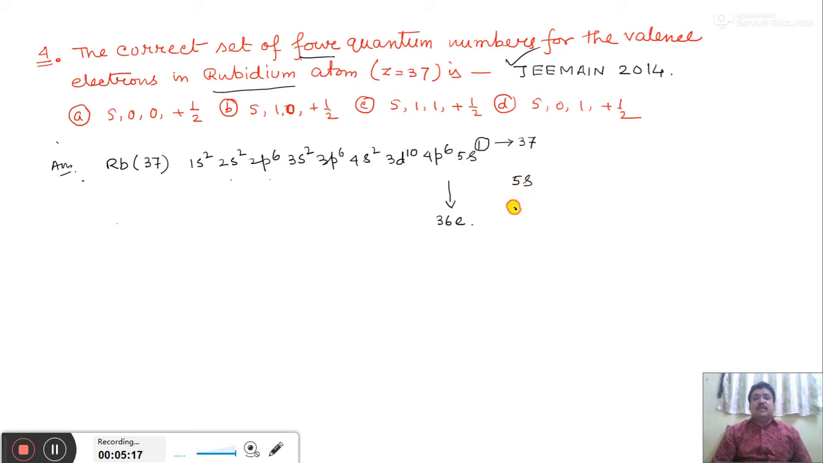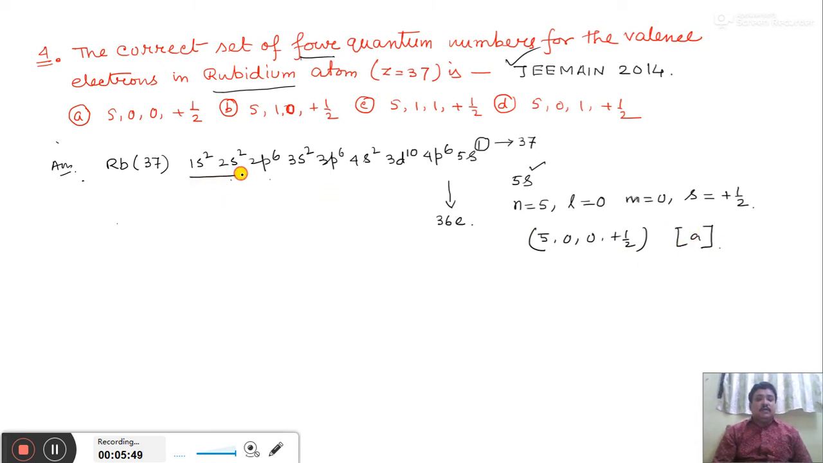For the 5s subshell, n value is 5 and for s, l value is 0. Since l value is 0, m is also 0, and s value is either plus half or minus half. Let it be plus half. So the four quantum number set is 5, 0, 0, plus half. It is seen in option A. So option A is the correct one. Instead of this, we can write krypton inner core 5s1. Okay.